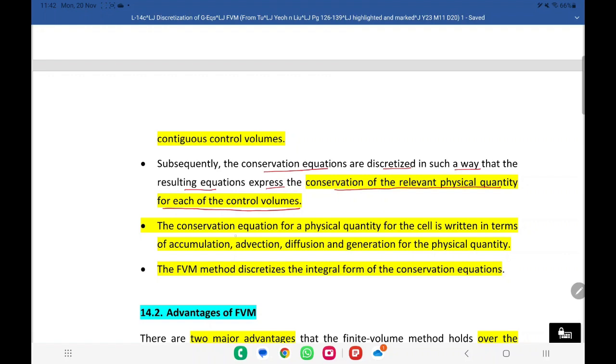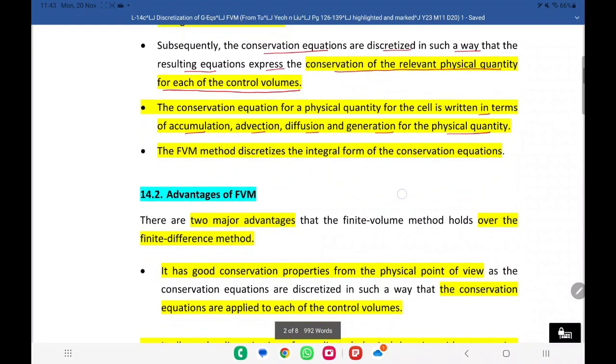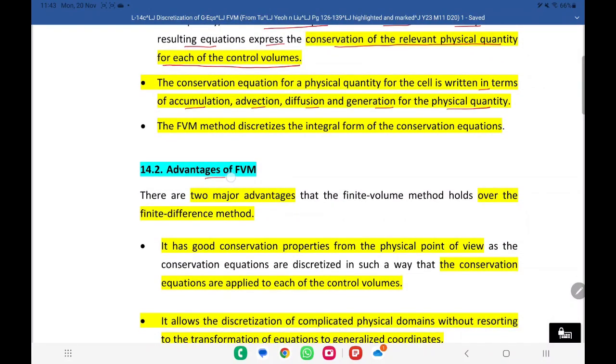Okay. The conservation equation for a physical quantity for a cell is written in terms of accumulation, advection, diffusion, and generation of the physical quantity. We will come back to the same concept of the 4 terms: accumulation, advection, diffusion, and generation. Because whenever there is a volume, something is entering in, something is going out, you can talk in terms of that.